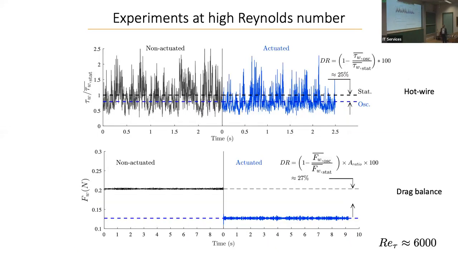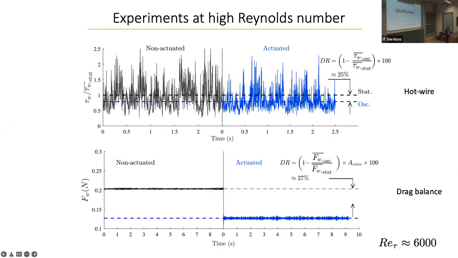So here are some results. The top is where we've put a hot wire into the sublayer, in other words, a surrogate for the skin friction. And you can see that when you activate, that's the blue, indeed, the mean value, normalized by the stationary shear stress, goes down. And that's about a 25% drag reduction.